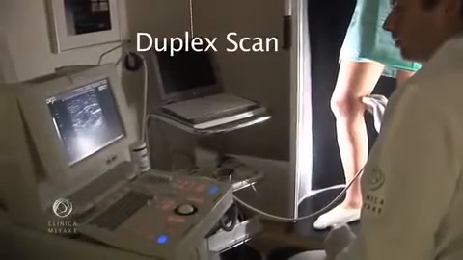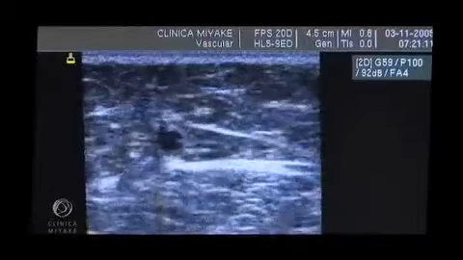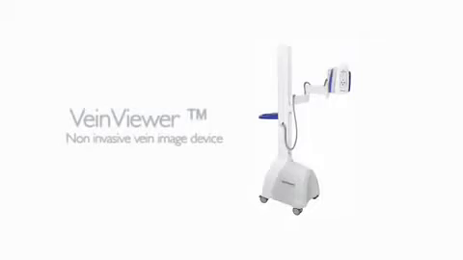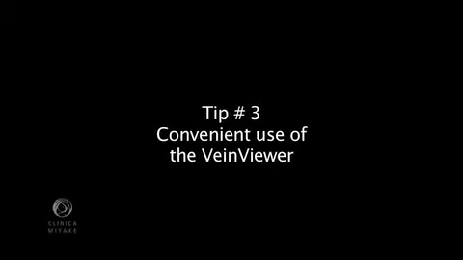transillumination, ultrasound, and now the VeinViewer. Tip number 3. The convenient use of the VeinViewer.